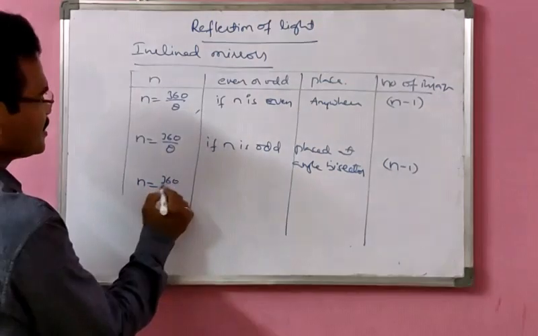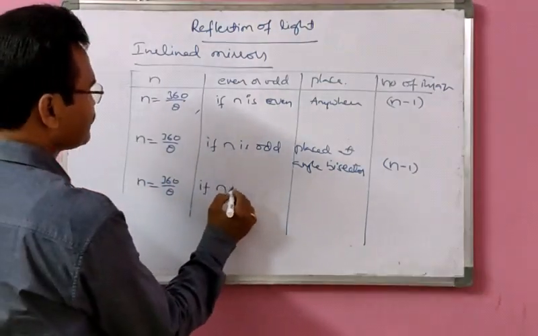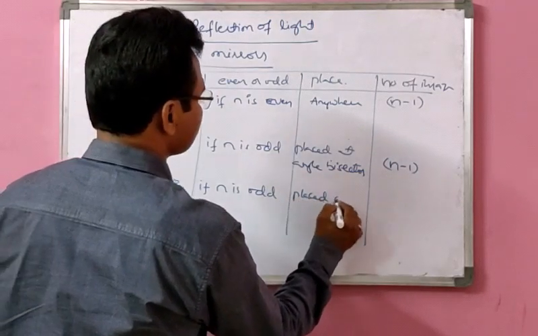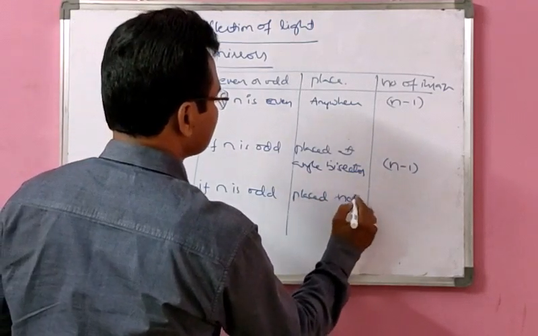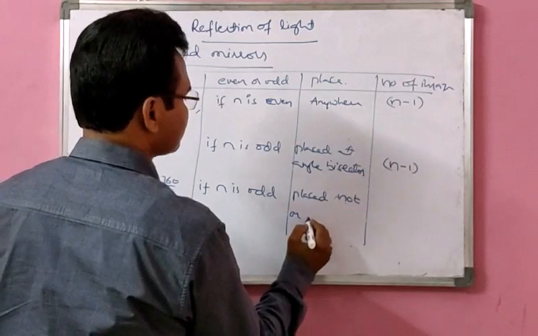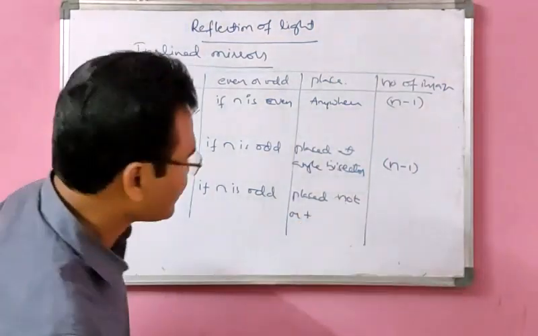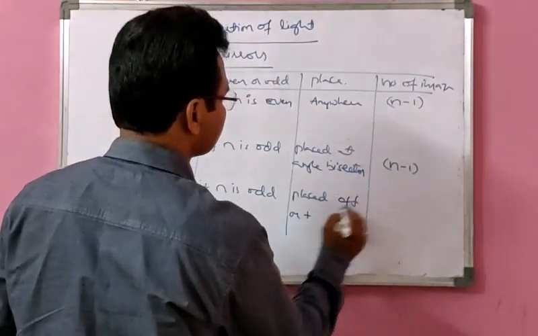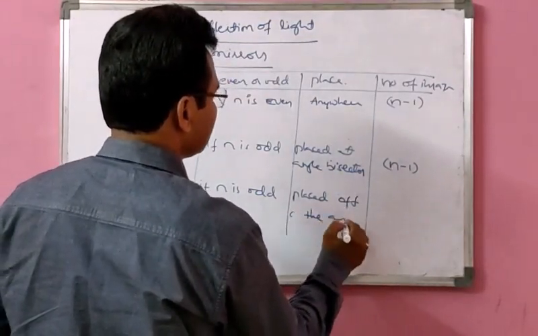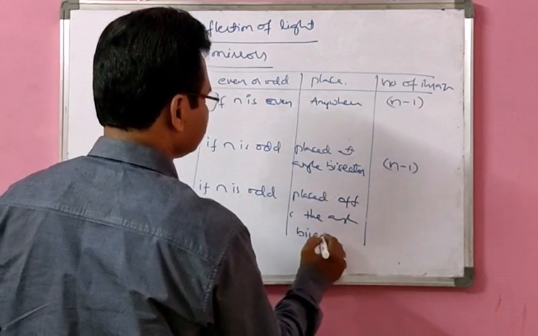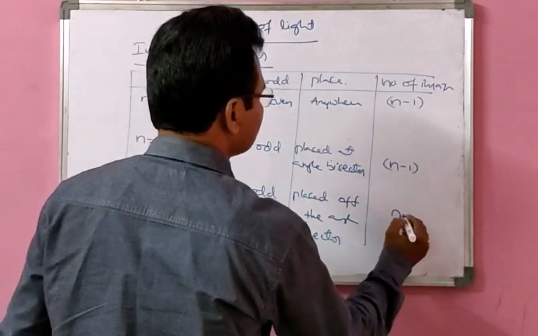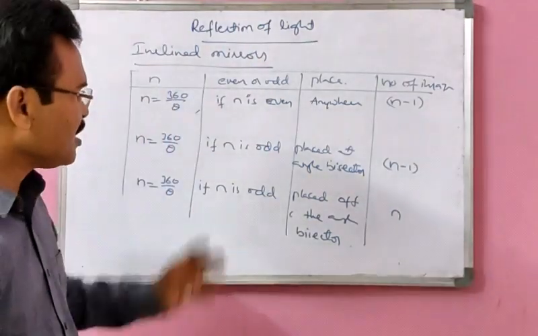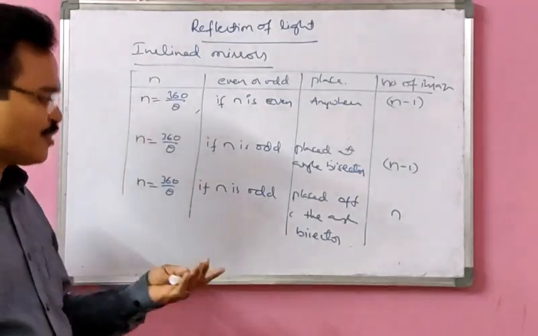Next, 360 by theta. If n is odd and the object is placed not on, I am writing, off the angle bisector, then the answer will be n only. The number of images formed will be an odd number only. So you have to keep this in mind.